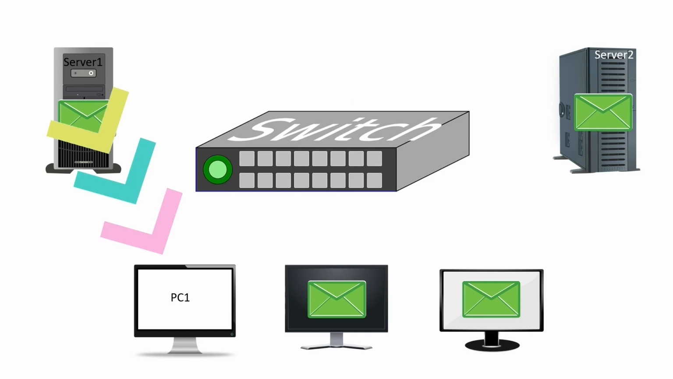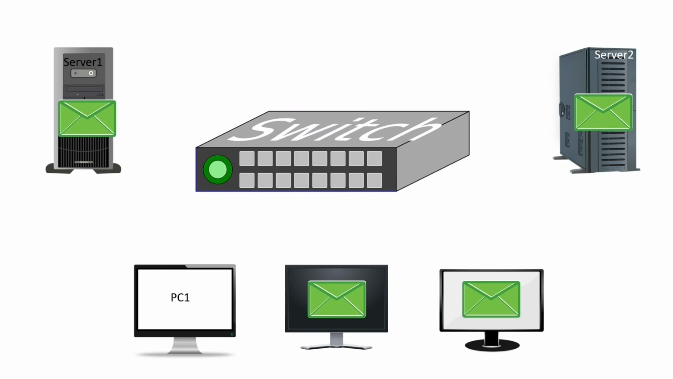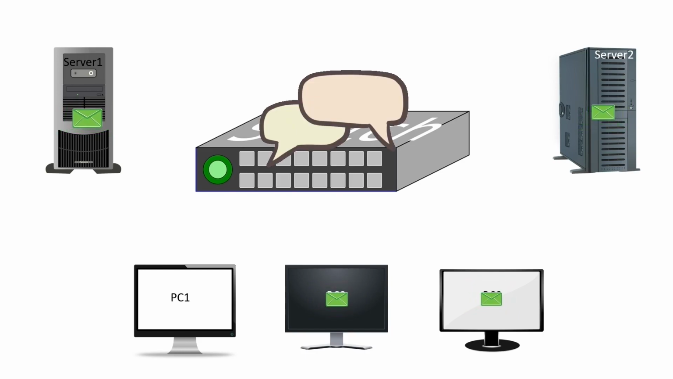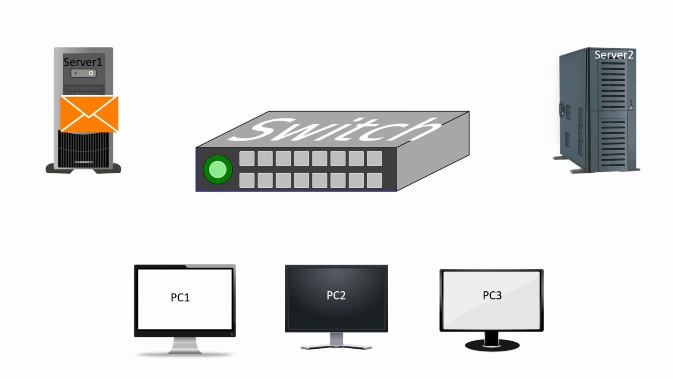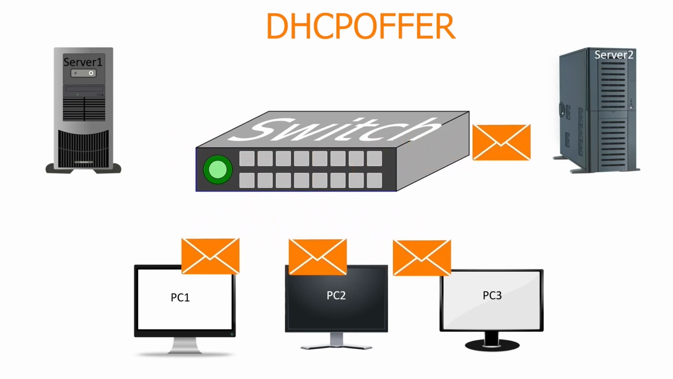A DHCP discover message includes the client's MAC address. DHCP servers use it to assign and track the IP configuration. If multiple DHCP servers are available, based on their configuration, one of them or all of them can reply to the DHCP discover message. In reply to the DHCP discover message, a DHCP server sends a DHCP offer message to the client.